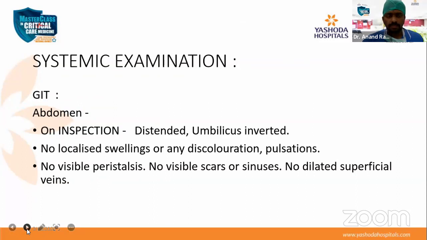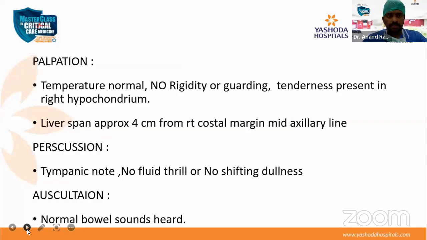And systemic examination, coming to the abdominal examination: the abdomen on inspection is distended, umbilicus is inverted, no localized swellings or any discoloration or any visible pulsations, no visible peristalsis, no visible scars or sinuses, and no dilated superficial veins. On palpation, temperature is normal, no rigidity or guarding of the abdomen.